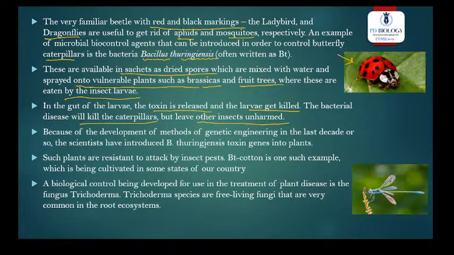Because of the development of methods of genetic engineering in the last decade or so, scientists have introduced Bacillus thuringiensis toxin genes into plants. Such plants are resistant to attack by insect pests. BT cotton is one such example, which is often being cultivated in some states in our country.